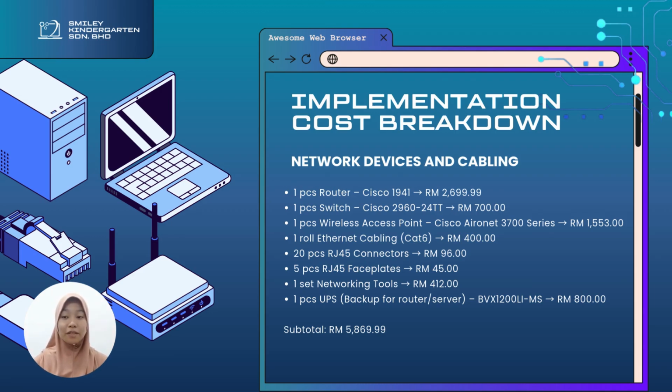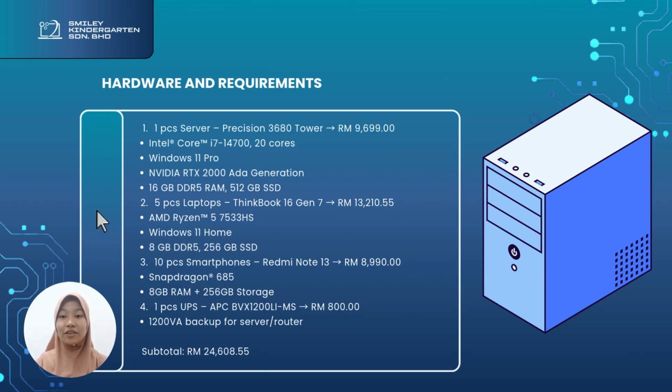The key items include 1 piece router, 1 piece switch, 1 piece wireless access point, 1 roll Ethernet cabling, Cat6, 20 pieces RJ45 connectors, 5 pieces RJ45 face plates, 1 set networking tools, and 1 piece UPS backup for server or router. So the total cost for the network devices and cabling is RM5,869.99.